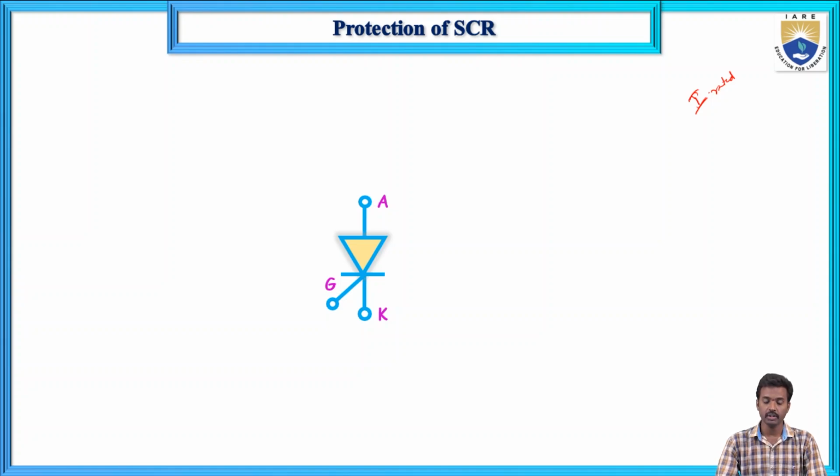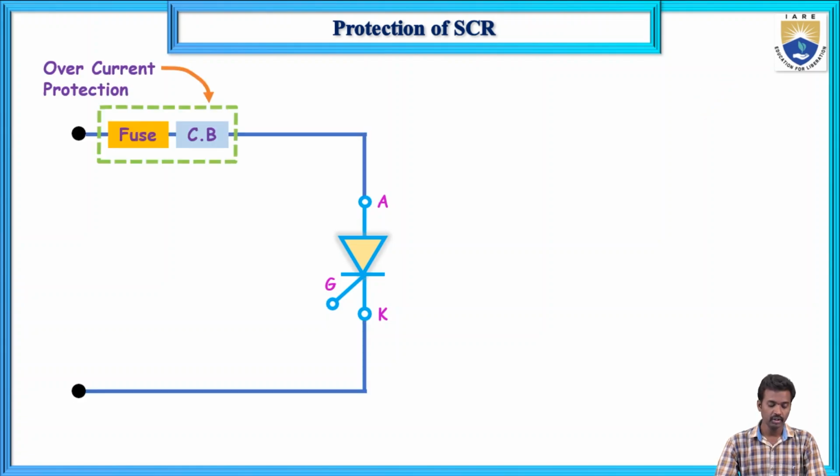So how will you protect this SCR from the over current? Here we connect a fuse and circuit breaker. Whenever over current flows in this SCR, the fuse and circuit breaker will break, and in this way the SCR will be protected from over currents. Next, what about over voltages?